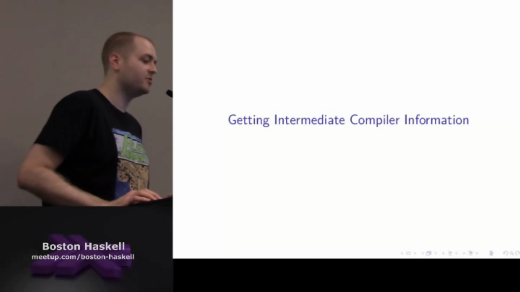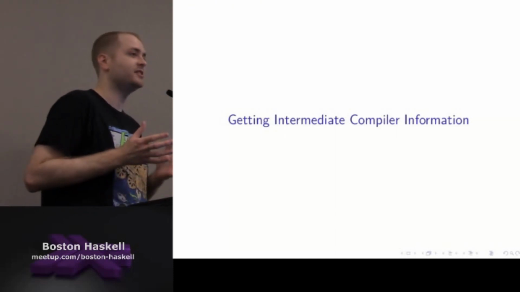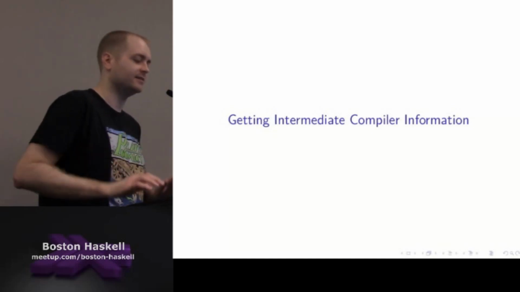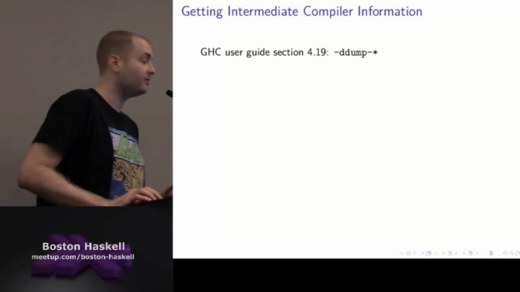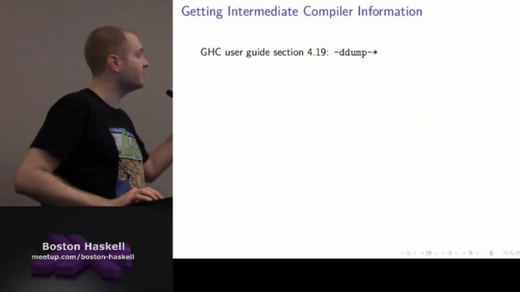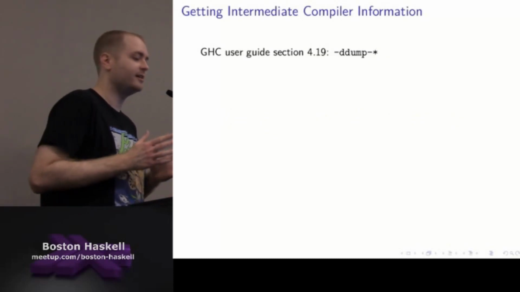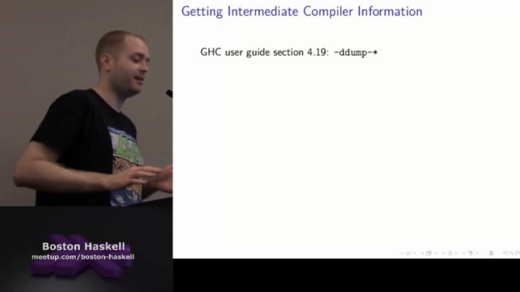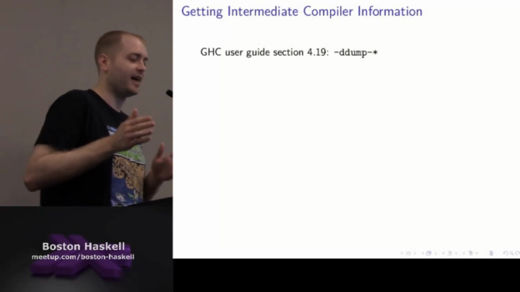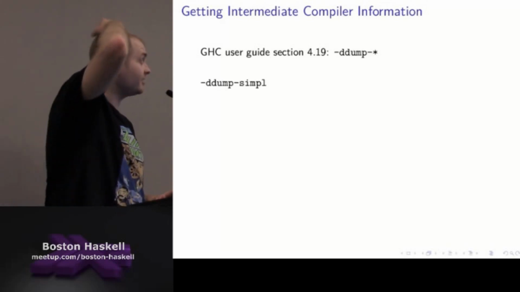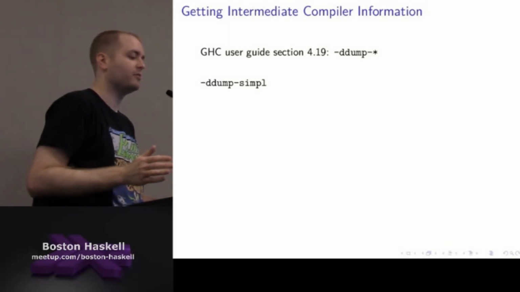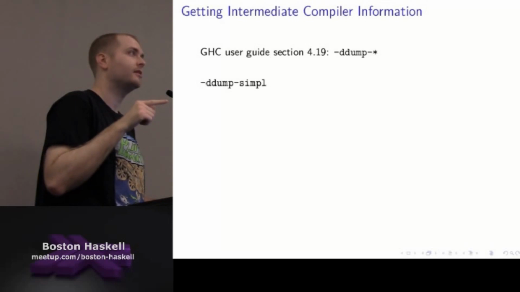So the first thing you have to do is actually get GHC to tell you what the intermediate stuff it generates is. The stuff that I look at most of the time, you can get information on in the GHC Users Guide section 4.19, and it's got a ton of -D dump flags. The one that I look at most of the time is dump-simpl, which gives you the Core representation after all the optimizations have run on it.